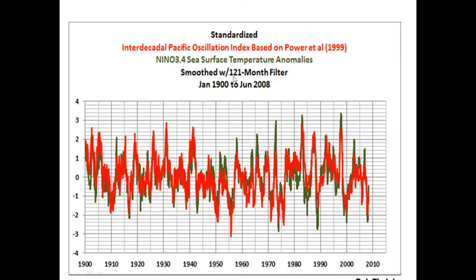Now, here is an IPO index based on Power et al. 1999, looking at sea surface temperature anomalies. You can see it goes from 1900 to about 2008, and there is some sort of a cycle to it. There is a cycle, and as you can see, it stretches over some decades, but there it is. So that's an example of the IPO index.